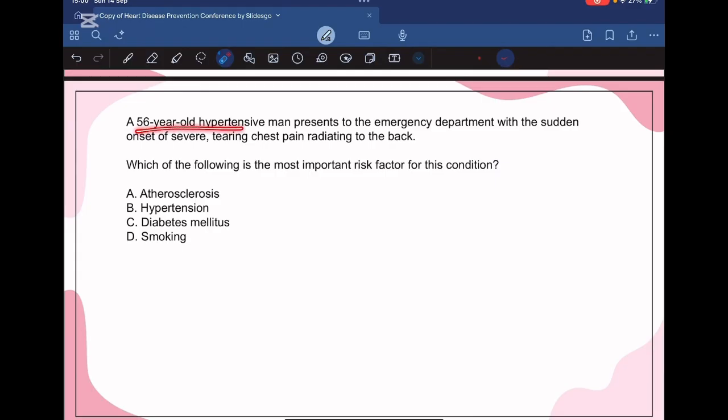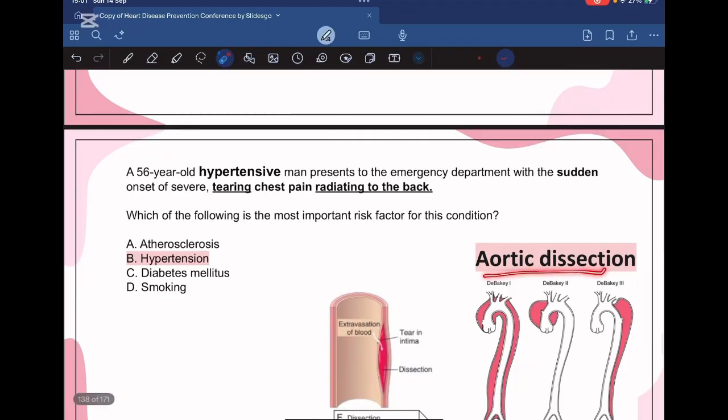A 56-year-old hypertensive man presents to the emergency department with sudden onset of severe tearing chest pain radiating to the back. Which of the following is the most important risk factor for this condition? Focus on the question here. It is asking you about the risk factor. So, what do you think is the answer? Okay. Before we get to the answer, what do you think the case is? The case is aortic dissection.